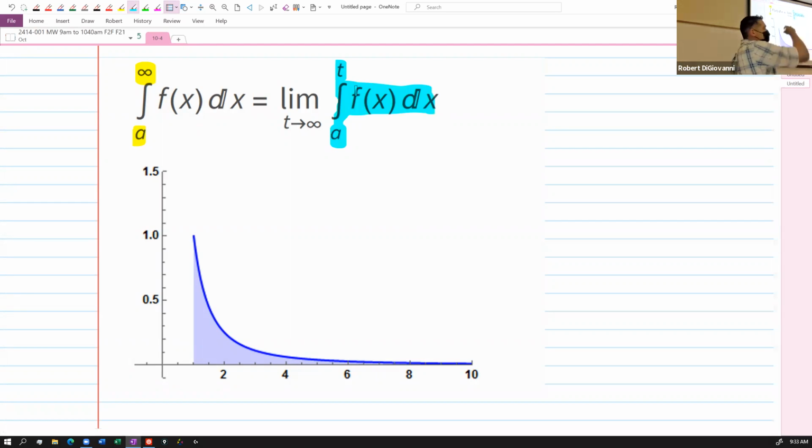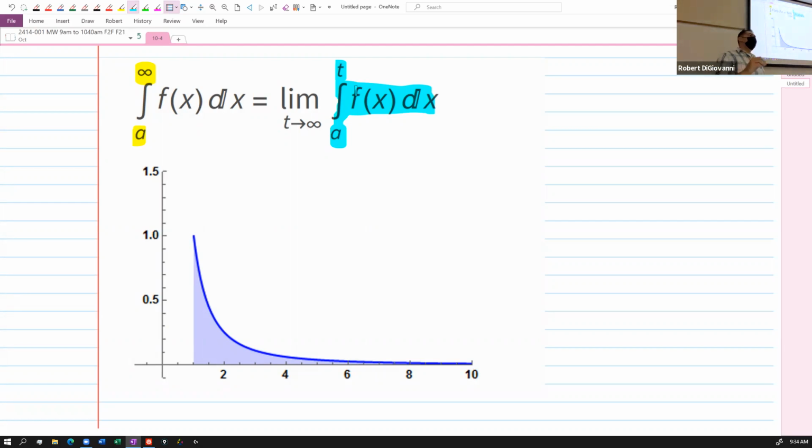But see, T, I'm not going to fix T as a number. I'm not going to go from like 2 to 10, or from like 1 to 7. I'm going to go from 2 to T or 1 to T. And I'm going to do the work and get an answer, and whatever that answer is, it's going to have a T in it because I'm going to leave that T as a variable. And then at the end, I'm going to take the limit and let T go to infinity. And what it's going to do is drag that area out to the end. Make sense?